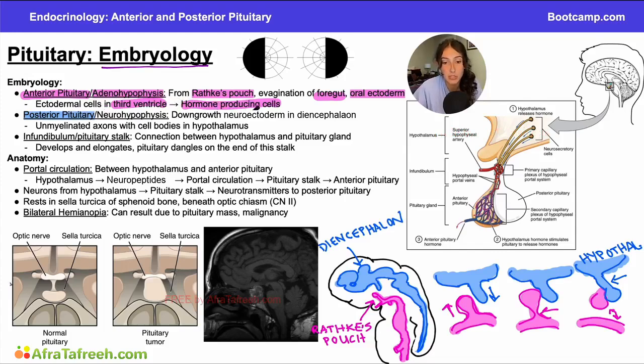Next, talking about our posterior pituitary. Our posterior pituitary is that downgrowth of neural ectoderm. So remember, we said that it is coming out of the diencephalon, which is part of the neural tube, which of course is made of neural ectoderm.